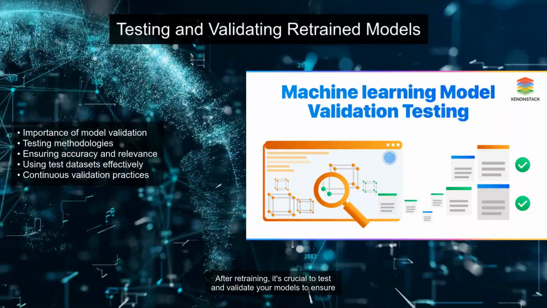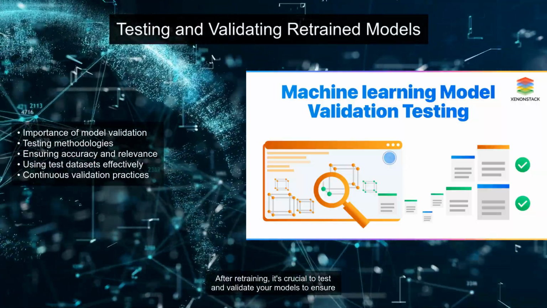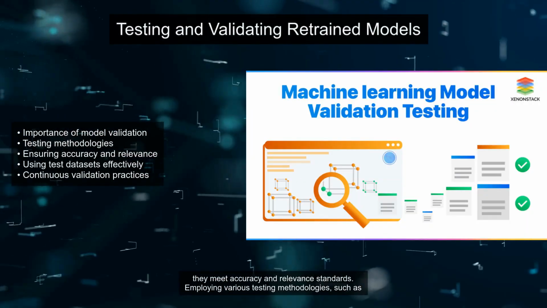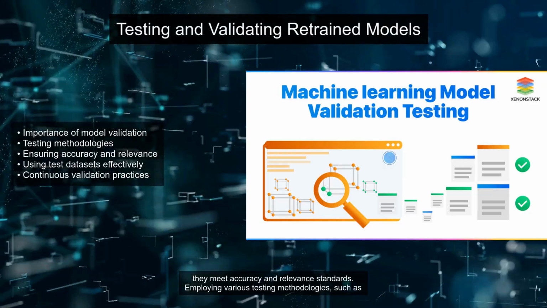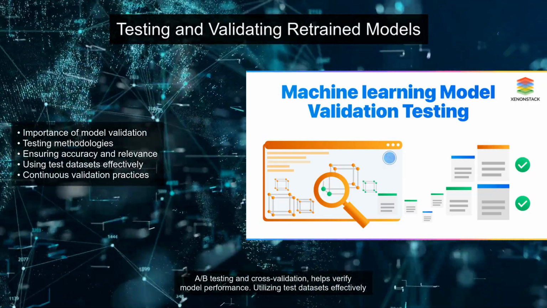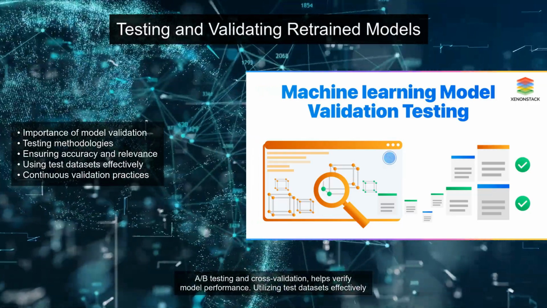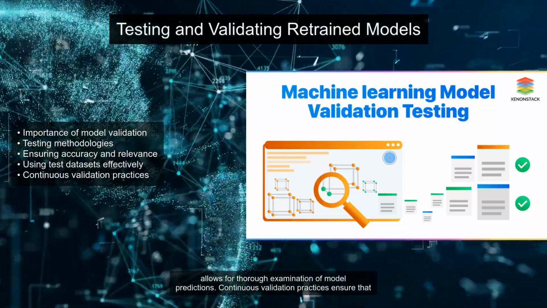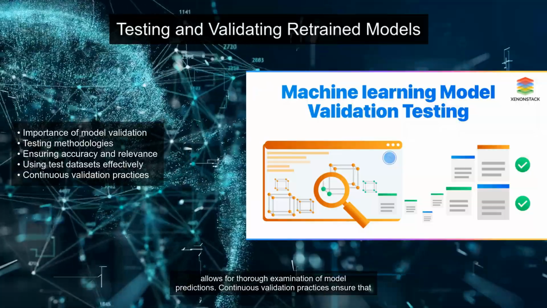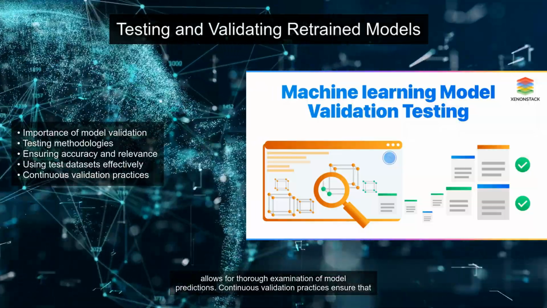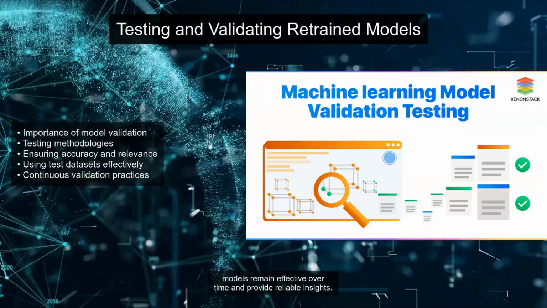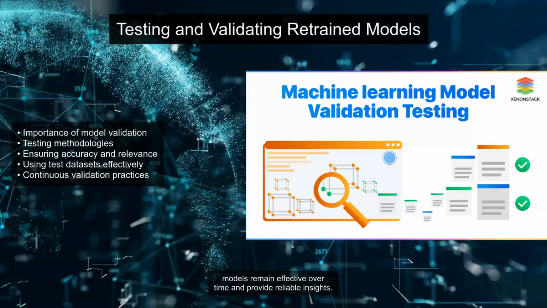After retraining, it's crucial to test and validate your models to ensure they meet accuracy and relevant standards. Employing various testing methodologies, such as A/B testing and cross-validation, helps verify model performance. Utilizing test datasets effectively allows for thorough examination of model predictions. Continuous validation practices ensure that models remain effective over time and provide reliable insights.